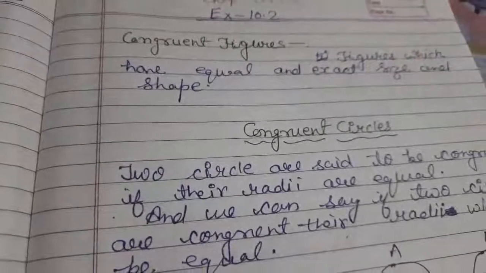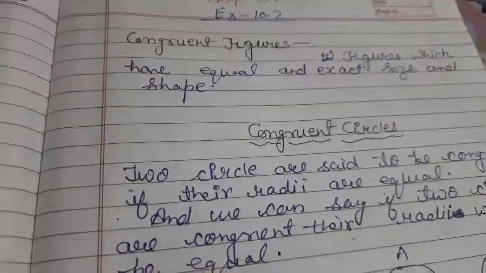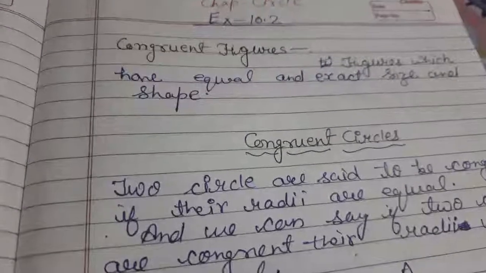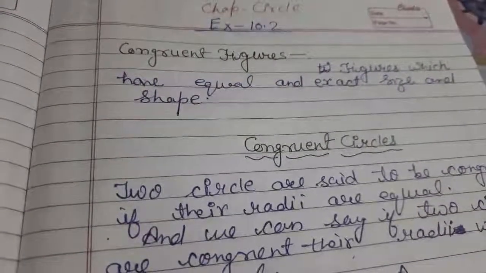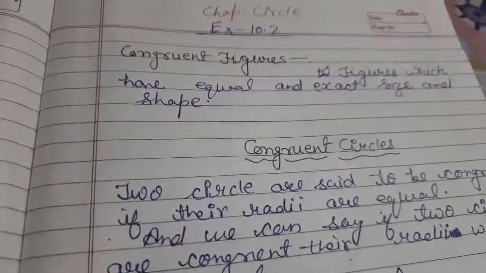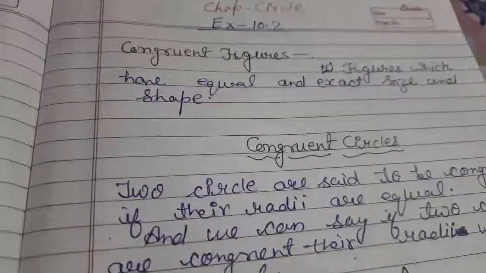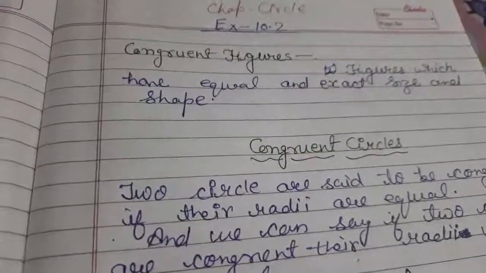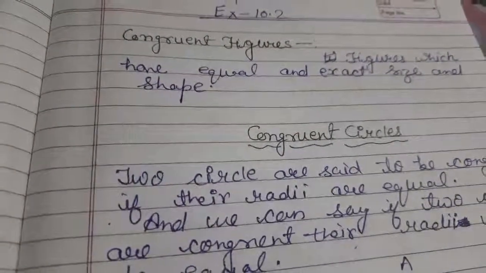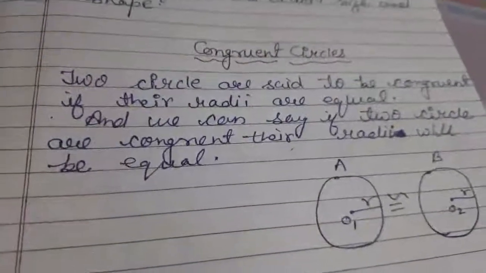So about congruency, you have already learned in chapter 7, Triangles. A general definition is: if two figures have exactly the same shape and size, then they are said to be congruent to each other. So we have learned congruency in triangles. Now, before solving the exercise, we'll discuss congruency in circles.